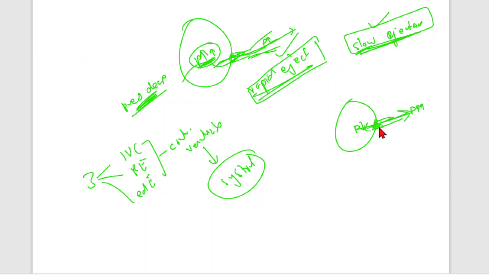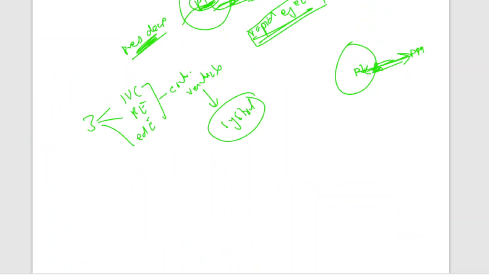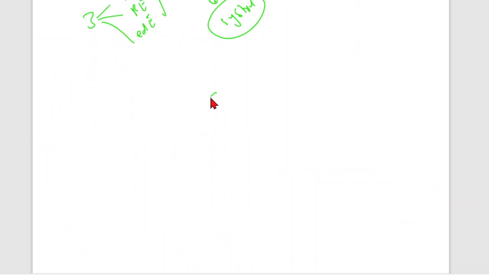After that, when the aortic valve closes, isovolumetric relaxation occurs. This is your atria and this is your ventricle. The ventricle contracted so much after the reduced ejection, but when the aortic valve closes, it starts relaxing. Isovolumetric: no blood is coming here, but the ventricle is relaxed. When it is relaxed, its volume increases.